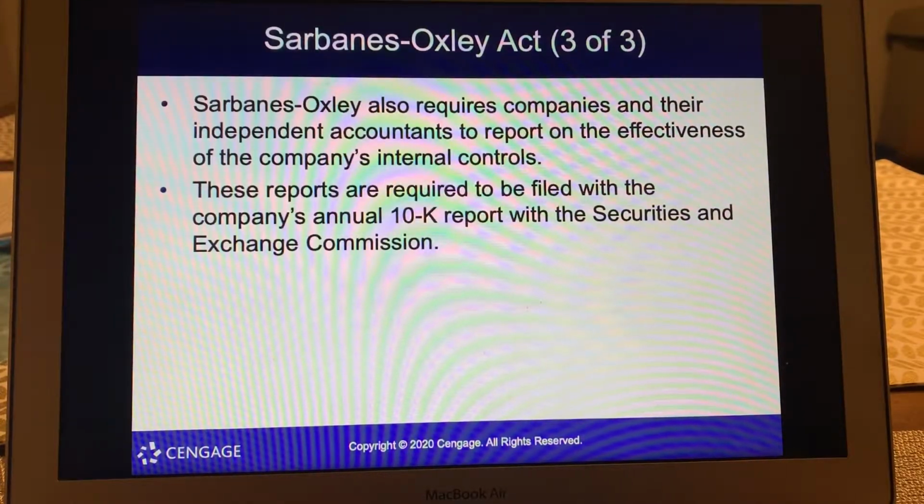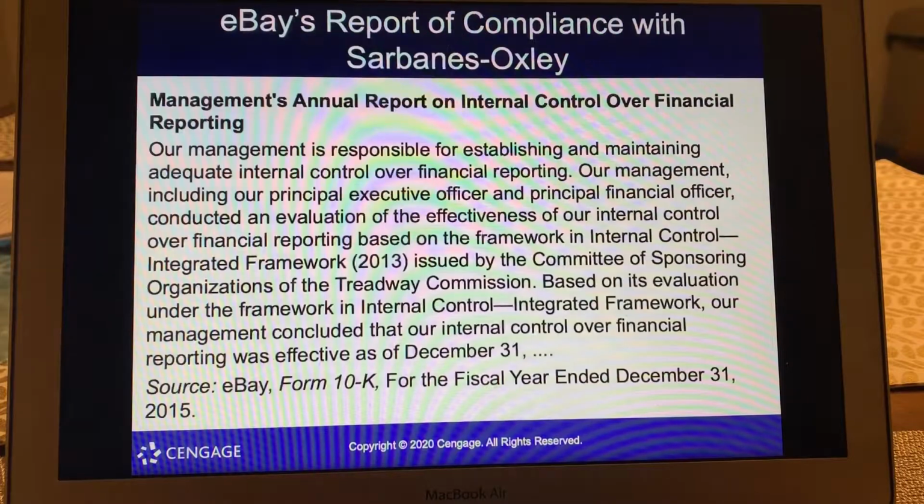Sarbanes-Oxley also requires companies and their independent accountants to report on the effectiveness of the company's internal controls. These reports are required to be filed with the company's annual 10-K report with the Securities and Exchange Commission, SEC. So this is management's annual report on internal control over financial reporting. This is an example.